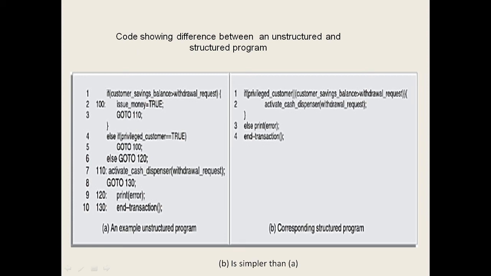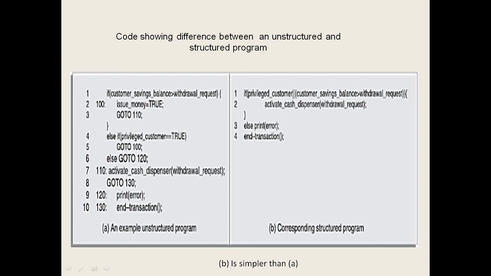If the condition given in the if statement is false, if the current balance is less than the withdrawal request, what will happen? The else part of the if statement will be executed. If the condition provided in the if statement is false, then the control of execution will be transferred to the else part. The else part is given in the fourth statement.